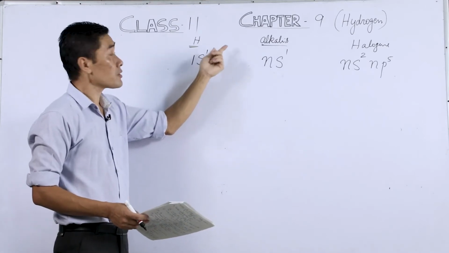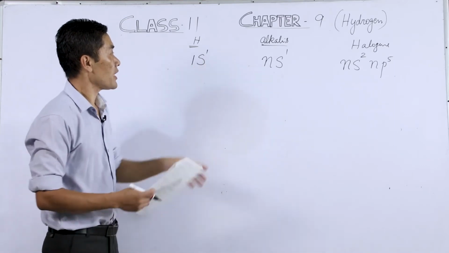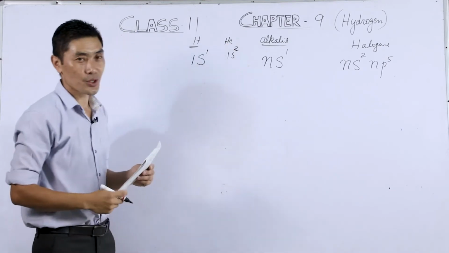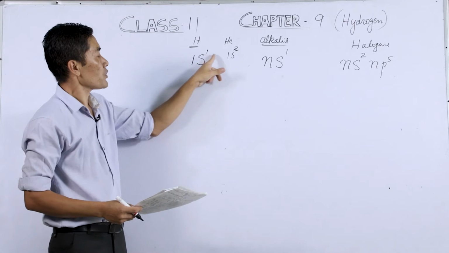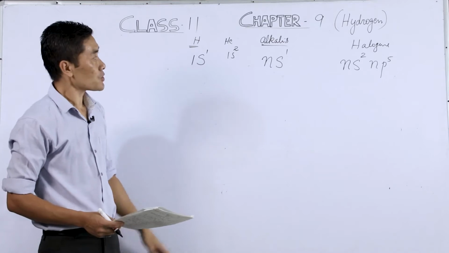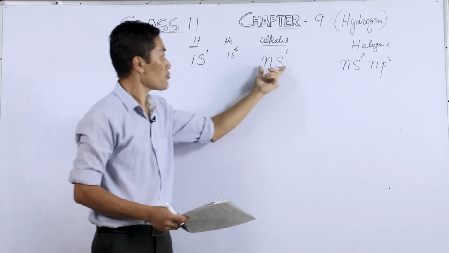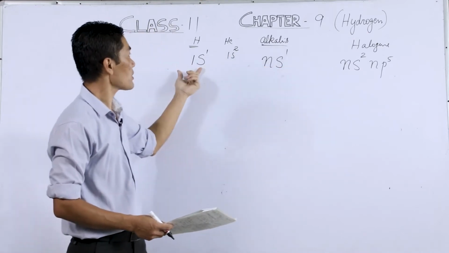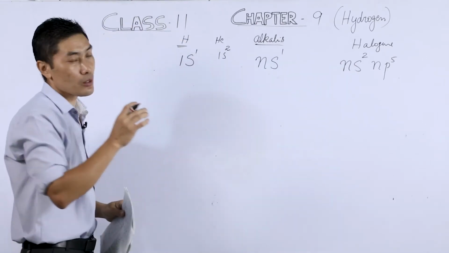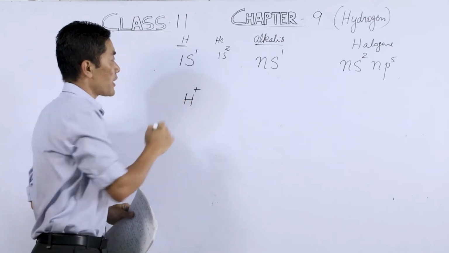Hydrogen, if it attains 1 electron, will attain the configuration of helium. The configuration of helium is 1s2, it has 2 electrons. So if hydrogen accepts 1 electron, it will attain a stable configuration of helium, which is also a noble gas. So in electronic configurations, hydrogen resembles the alkali metals in one respect, and in the other respect, it resembles the halogens also. Hydrogen can lose 1 electron and form a unipositive ion like this.